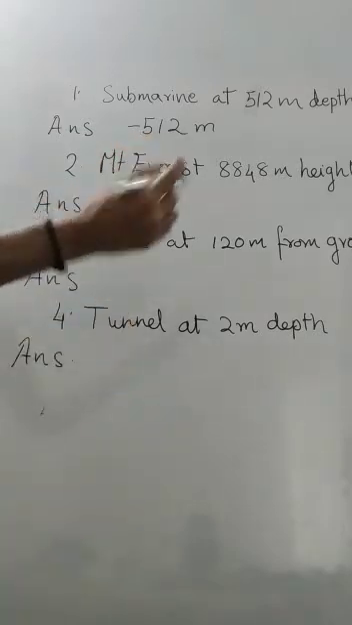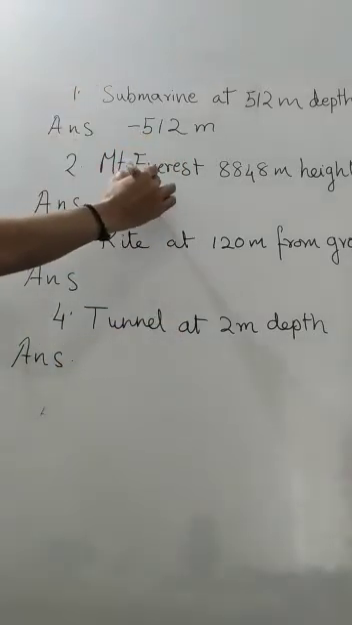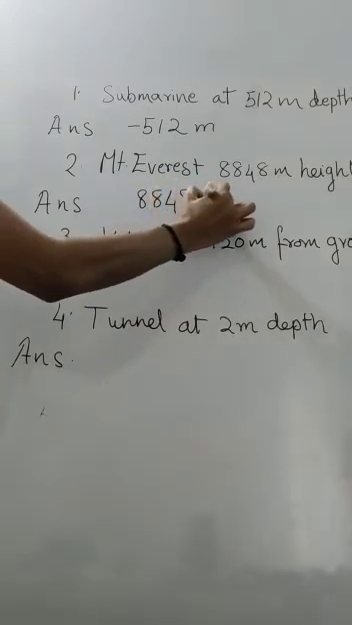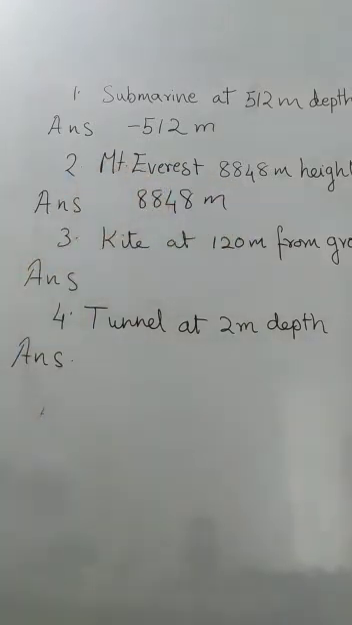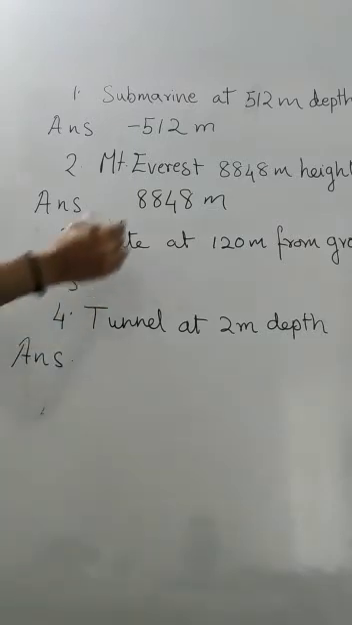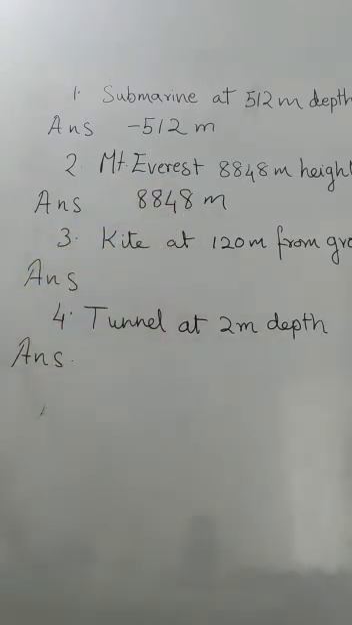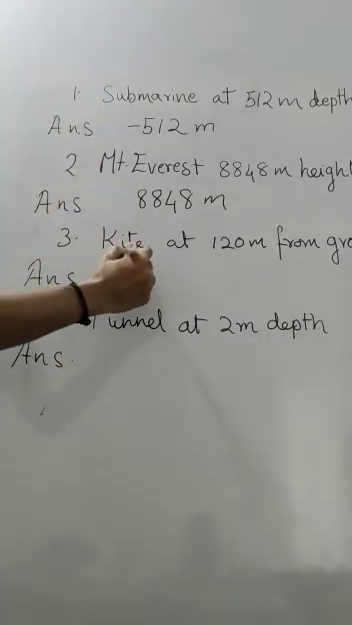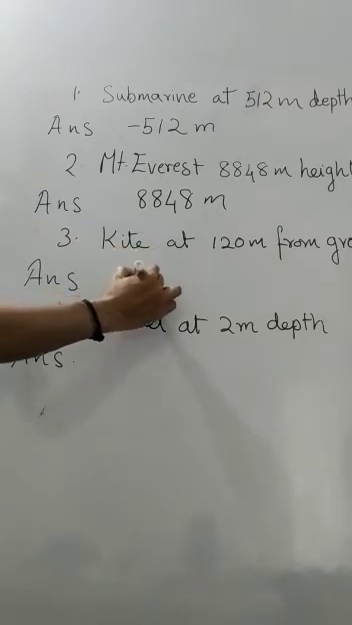Next one, Mount Everest is at 8,848 meters height. That is, it is above the ground. So we'll represent it using positive. If you don't put the sign, it naturally means it is positive. Okay. Next one, a kite at 120 meters from the ground. A kite is also at a height above the ground. Okay. So how will you write it?